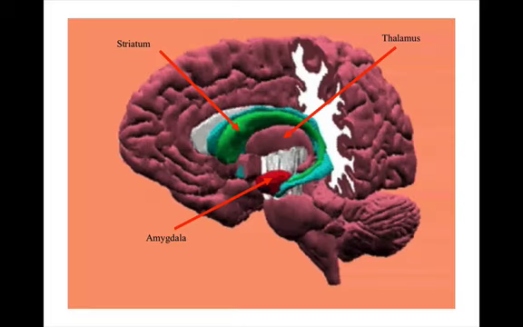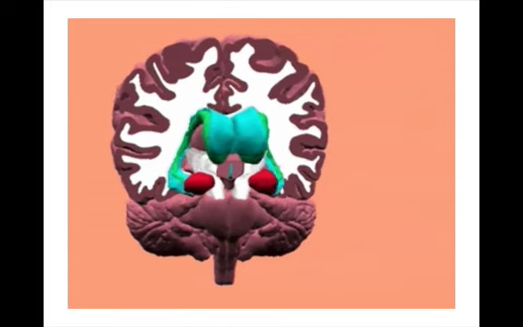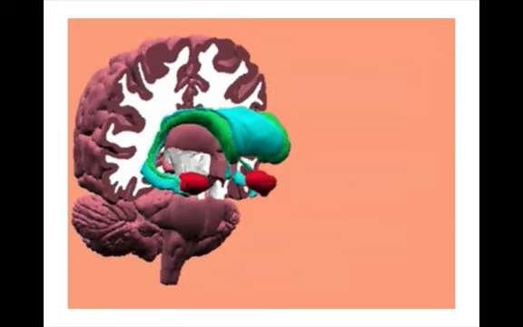Here's another view which includes the striatum and the amygdala. Peel back some more of the cortex and you can again see how the amygdala is located at the end of the striatum.